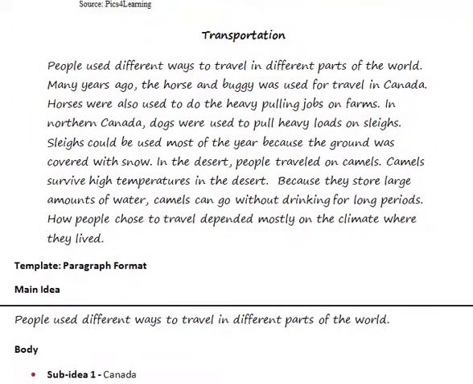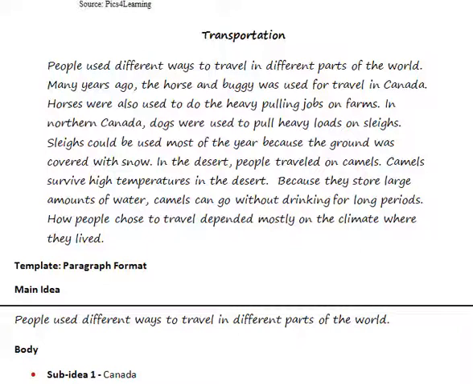Transportation. People use different ways of travel in different parts of the world. Many years ago, the horse and buggy was used for travel in Canada. Horses were also used to do the heavy pulling jobs on farms. In northern Canada, dogs were used to pull heavy loads on sleighs. Sleighs could be used most of the year because the ground was covered with snow.